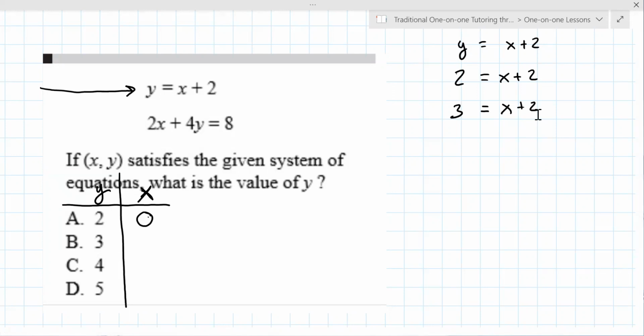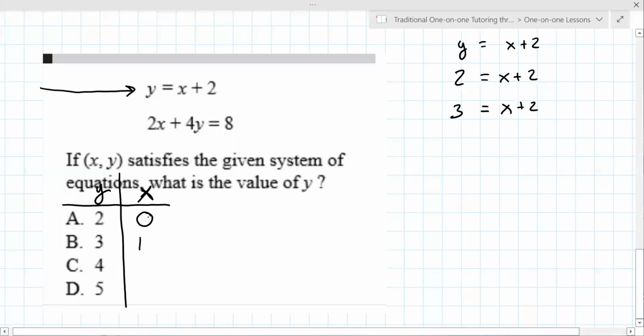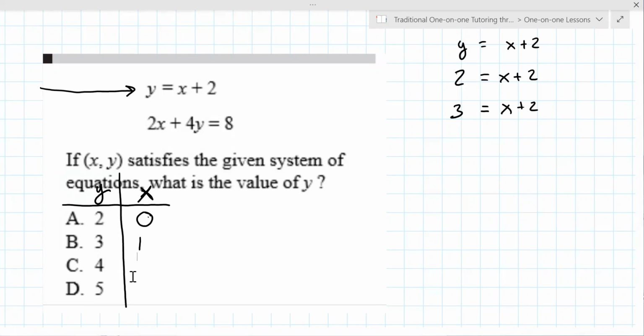Okay. That's 1. It's 1, yeah. So I want you to do the same thing for the next two answers, 4 and 5. Figure out the X values. Okay. C is 2. And D is 3. Very good.